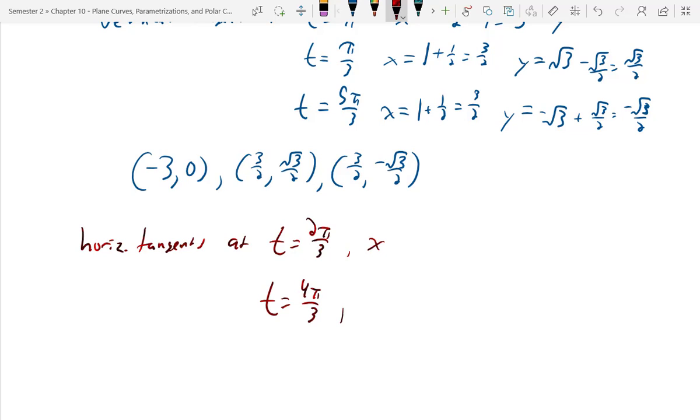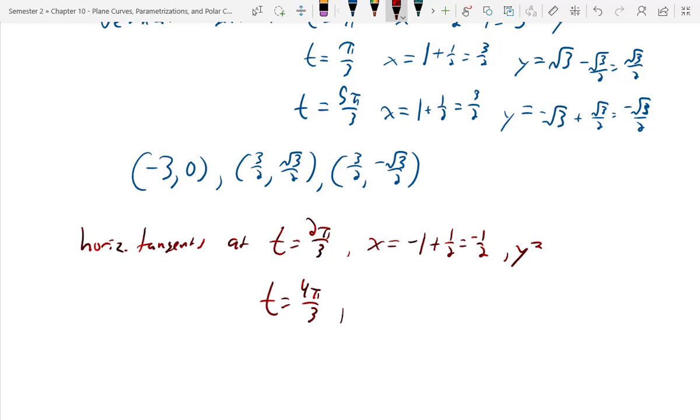So 2 pi over 3, we have 2 cosine of 2 pi over 3. The cosine of 2 pi over 3 is negative 1/2. So 2 times negative 1/2 is negative 1. Minus cosine of 4 pi over 3, which is negative 1/2 as well, so that'd be plus 1/2. We get negative 1/2 for x.